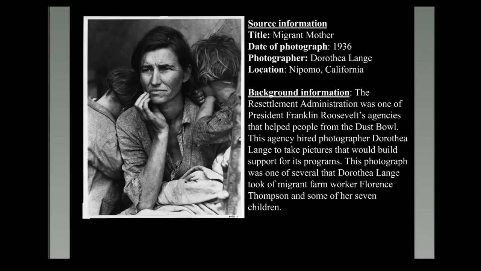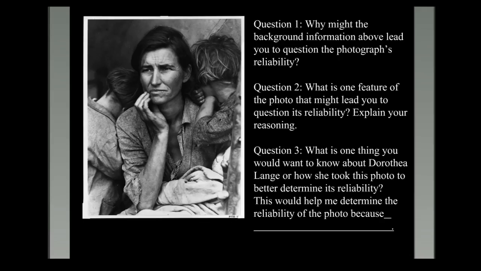And so we presented students with this image and the source information. The title is Migrant Mother, 1936, by Lange, and she took the photograph in Nipomo, California. And then we told students that the Resettlement Administration was one of FDR's agencies that helped people from the Dust Bowl. The agency hired photographer Dorothea Lange to take pictures that would build support for its programs. This photograph was one of several that Lange took of migrant farm worker Florence Thompson and some of her 7 children. Then we asked students a series of questions.